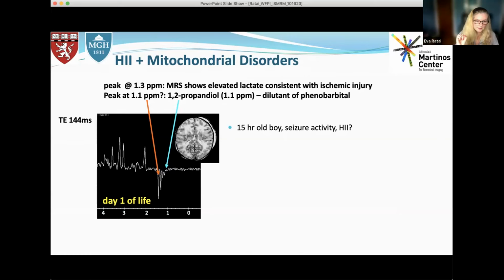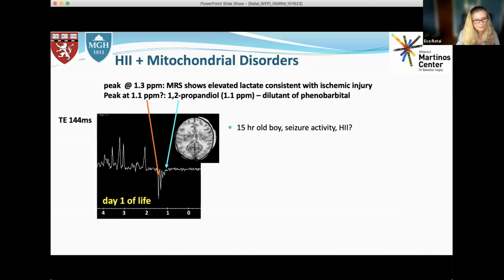A lot of kids get phenobarbital for their seizures, but there's this diluent, 1,2-propanediol, that also goes through the blood-brain barrier and results in a peak at 1.1 ppm. It also is a doublet, and it also inverts at 144 milliseconds. So just be careful when you see something close to 1.3 and the kid was treated with phenobarb, then it could be the diluent.